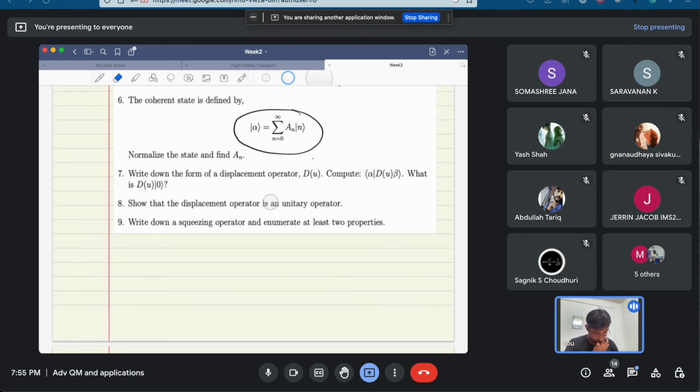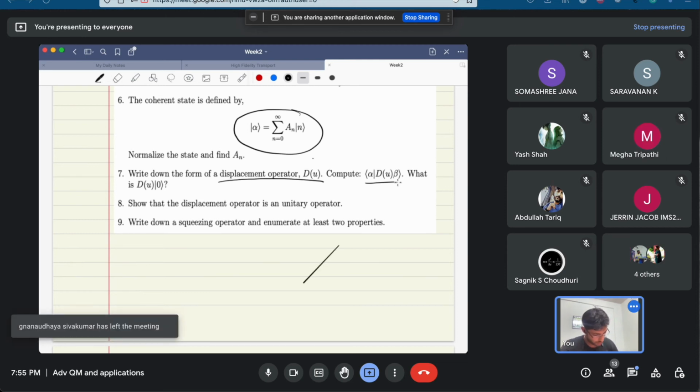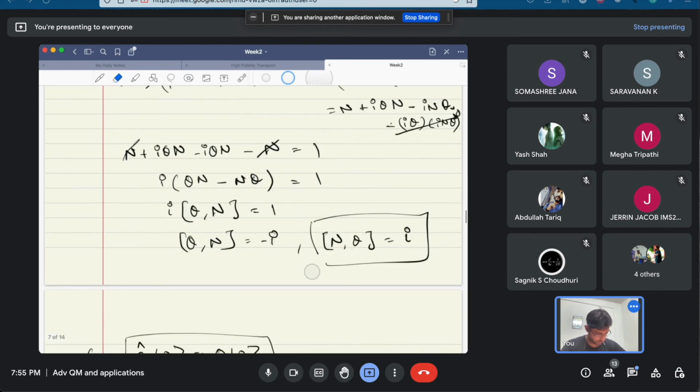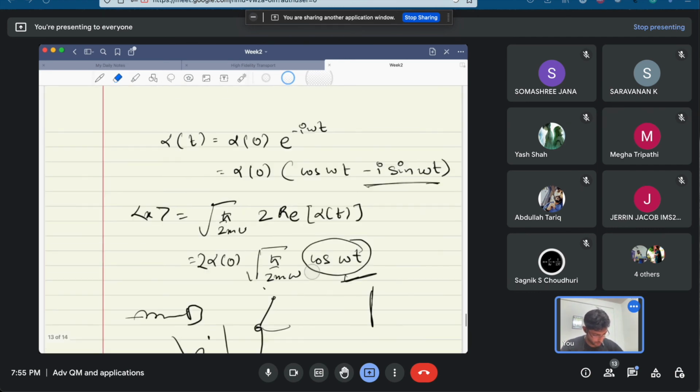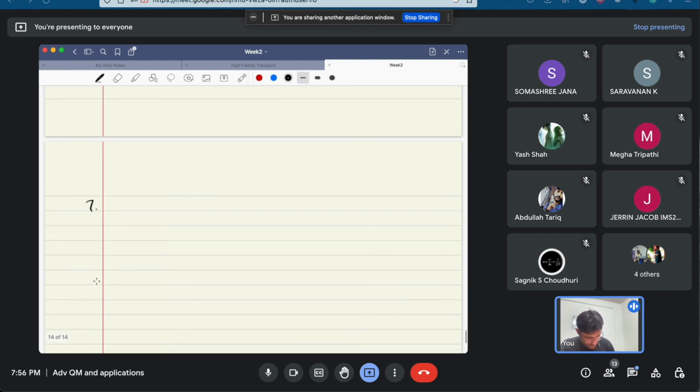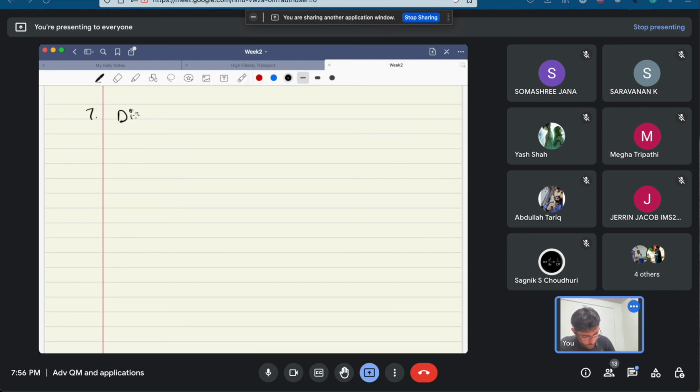Okay, so the next question deals with the displacement operator D, and to compute alpha D beta, and what is D of 0? For the 7th question, what we have is a displacement operator, which I believe is already defined in your lectures. There must be somewhere. So the displacement operator, yes, it's there.